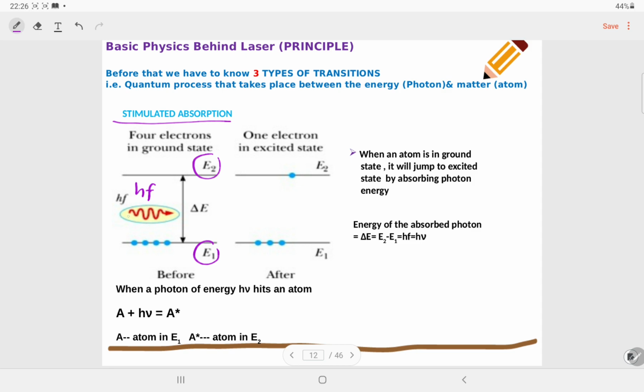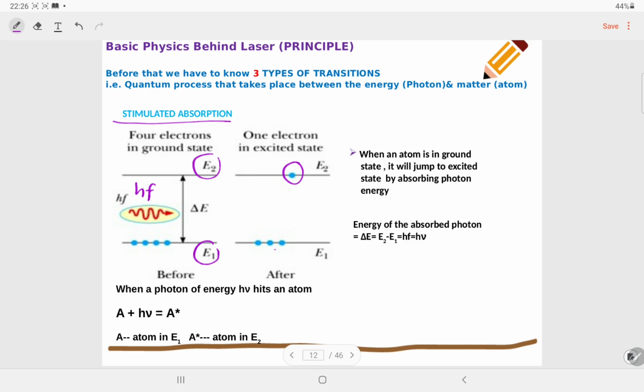Due to the incidence of this photon, electrons or atoms gain the energy. Among these four electrons, as you can see here, one goes to the excited state due to the absorption of the photon. You can see this one electron is in the excited state. Due to why? Due to the incidence of the photon. So this process is called absorption, because the photon absorption process has taken place here.